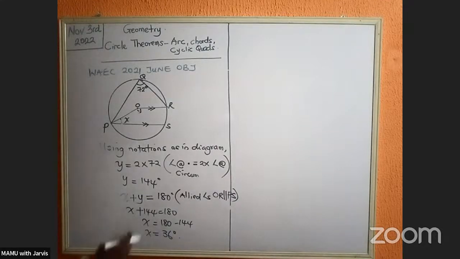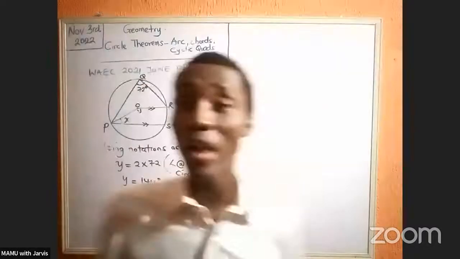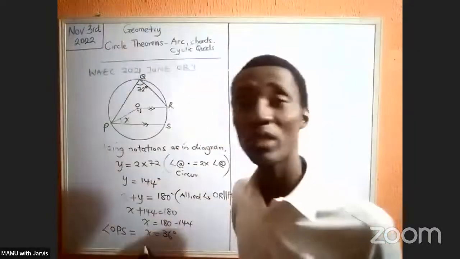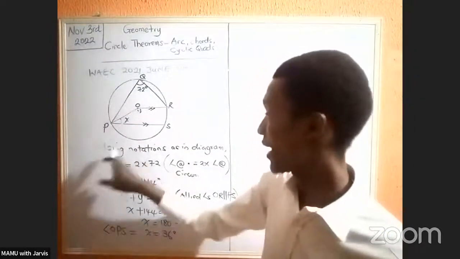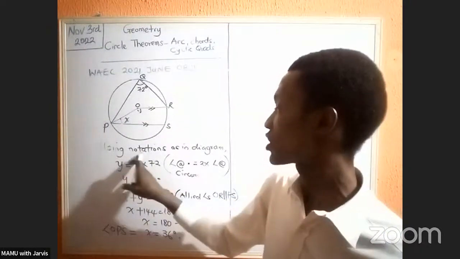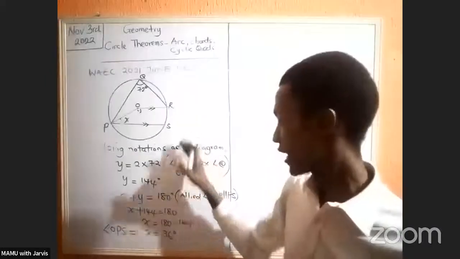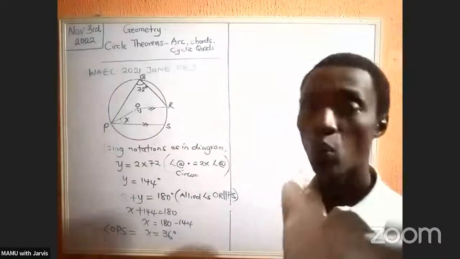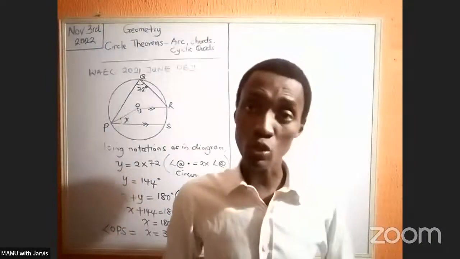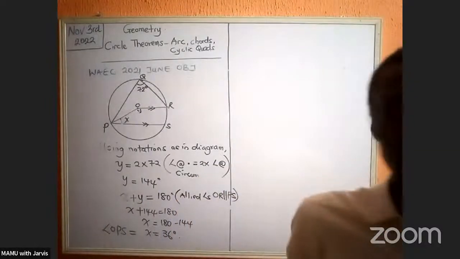But remember that we were told to find angle OPS. So I will say angle OPS is equal to x. It was I who said that it is equal to x. The examiner didn't tell me that it was equal to x. Remember my initial description, I said using notation as in the diagram. And as such, this is the answer we're going to get. I'll give a minute or two to pause and to feel what we've done.